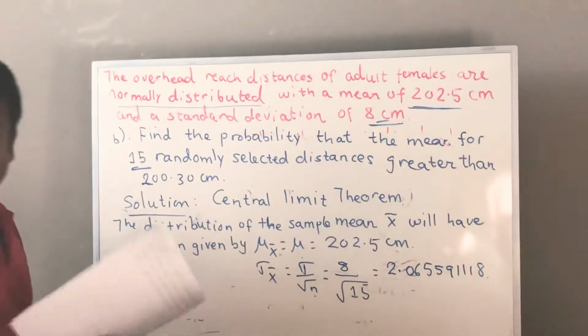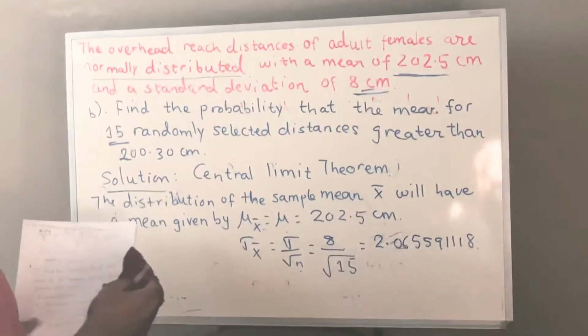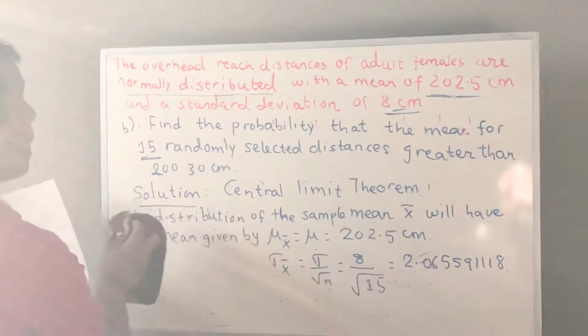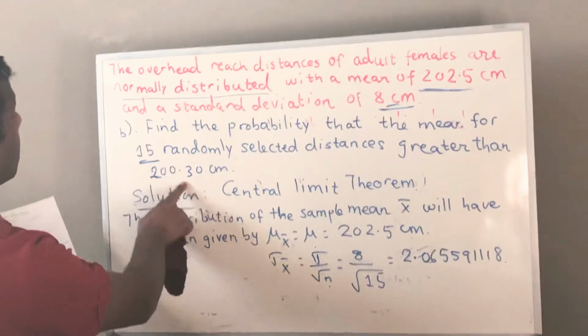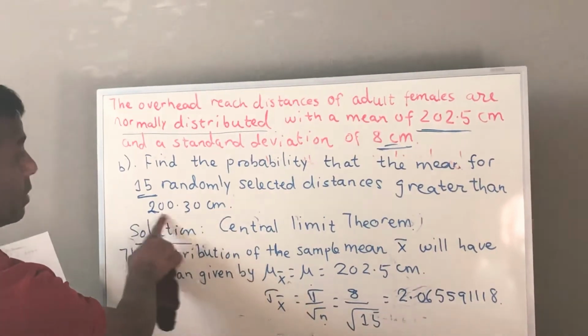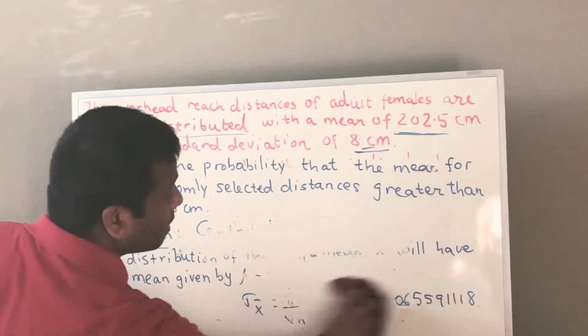Okay, so now again we have to convert this probability into the standard score. Again, let me erase that first.